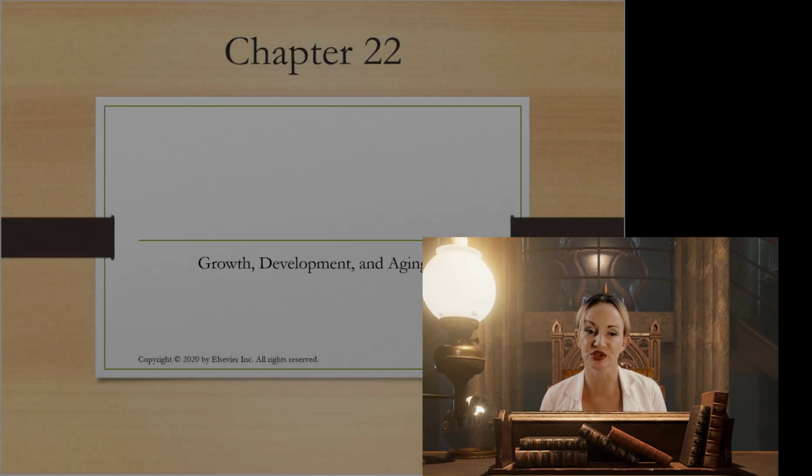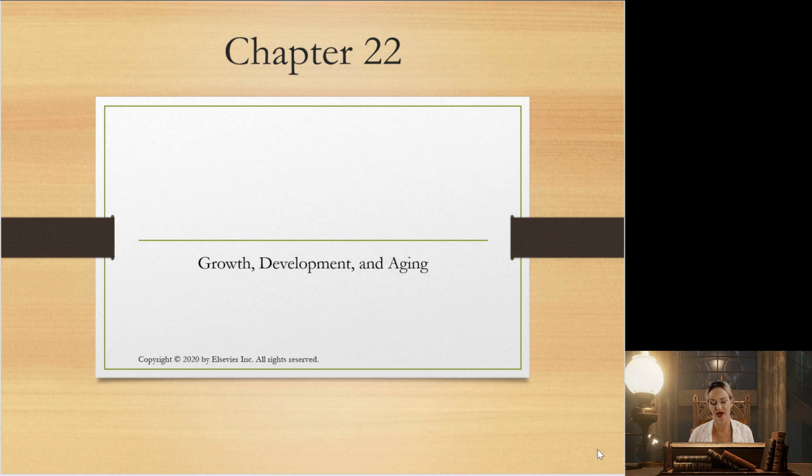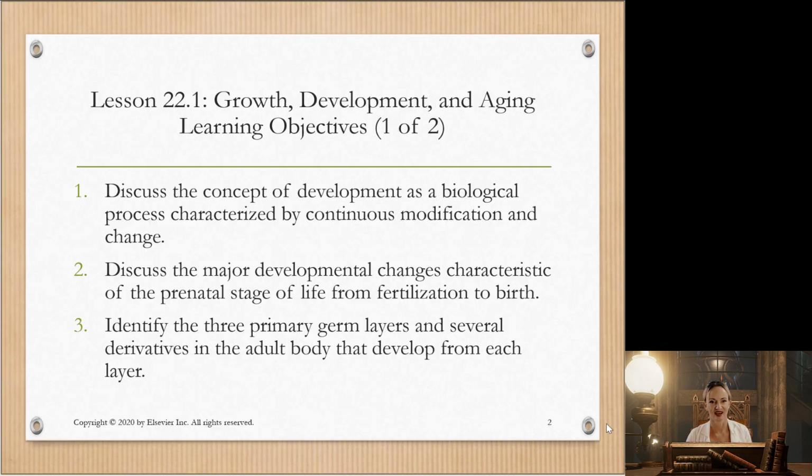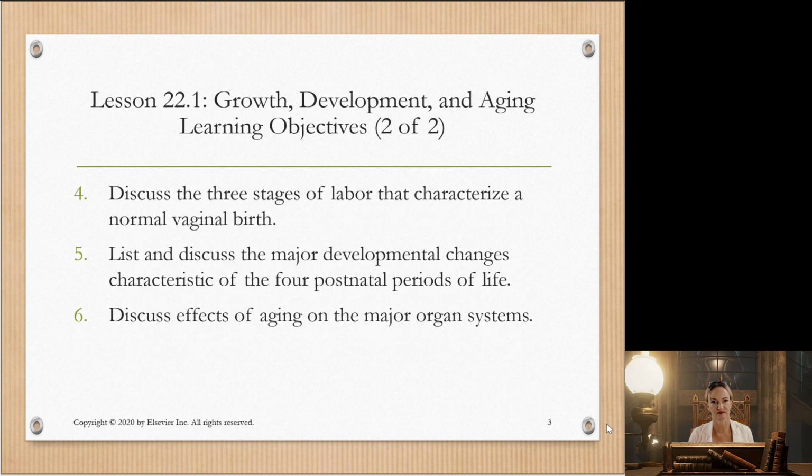Hello class. Today we are finishing up A&P with our last chapter, Chapter 22, Growth, Development, and Aging. Our objectives are to discuss the concept of development as a biological process characterized by continuous modification and change, discuss the major developmental changes characteristic of the prenatal stage of life from fertilization to birth, identify the three primary germ layers and several derivatives in the adult body that develop from each layer.